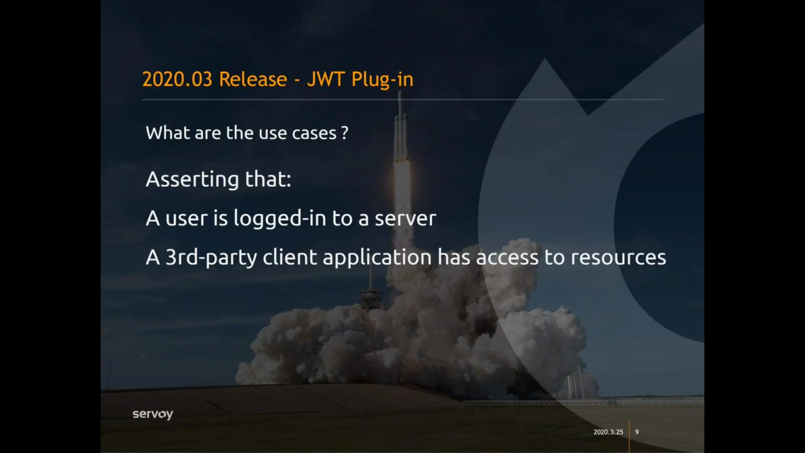Now, the use cases of that could be anything, but most typically it's that a user has logged into some server or some platform and that they are granted that login. The second one is more that a third-party client application has been granted access to some resources. So you see this in OAuth, for example, that I want to take my application and I want to assert that it has access to my LinkedIn profile or something, right? So then that's kind of encoded in the token.